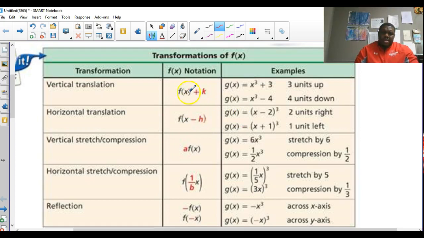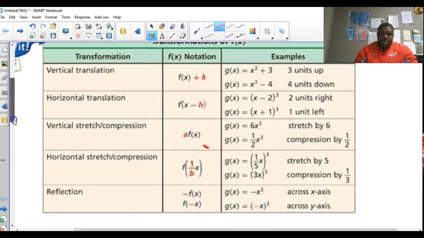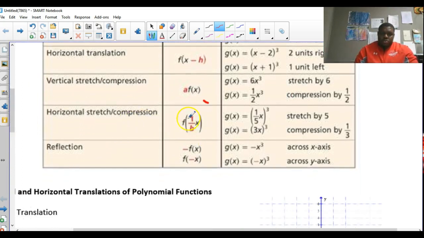But again, plus K means up, up 3, down 3, minus K will be down 3. Minus H means right, plus H means left. The A out front means if the A is greater than 1, it's a stretch. If the A is less than 1, it's a compression. Right here for horizontal stretch, if you have a fraction less than 1, you have a stretch by the reciprocal. So whatever that is, you would do the reciprocal.